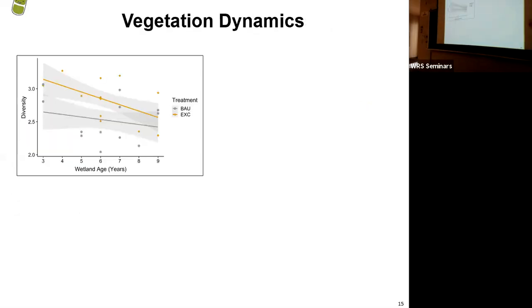Okay, so we did these surveys of all the vegetation. What we found was that excavated sites, shown here in gold, had higher Shannon diversity scores than business as usual sites, shown here in gray. On the x-axis, we're looking at wetland age. And you'll notice that there's also a decline in diversity over time.